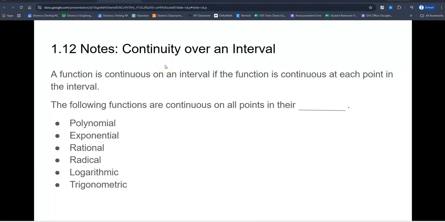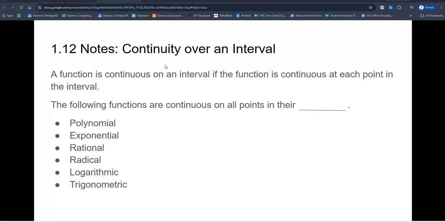Today we're going to talk about continuity over an interval, and the definition of continuity over an interval is a little silly almost to me. A function is continuous on an interval if the function is continuous at each point in the interval.